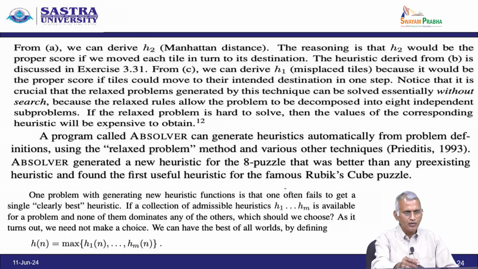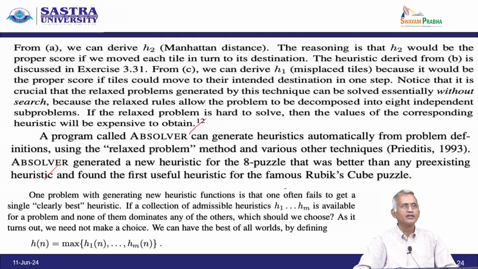A program called ABSOLVER can generate a heuristic automatically from a problem definition using the relaxed problem method and various other techniques. ABSOLVER generated a new heuristic for the 8 puzzle that was better than any pre-existing heuristic, and found the first useful heuristic for the famous Rubik's cube puzzle.